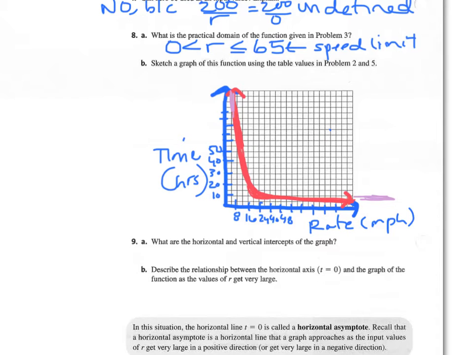So what are the intercepts? Okay, so this graph right here is never going to cross the x-axis or the y, so there are no horizontal or vertical intercepts.